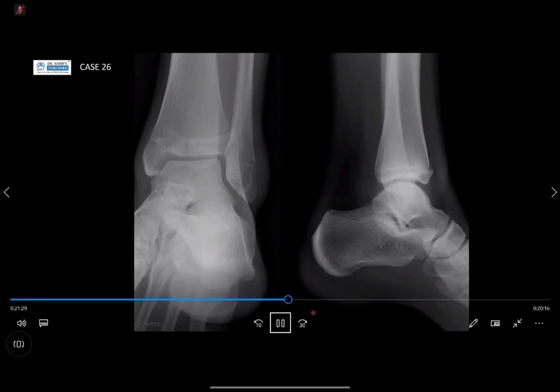So painful swollen ankle. There is some soft tissue swelling around the ankle joint. Any joint effusions? Oh yes, there is some soft tissue swelling, could be a joint effusion. I would suggest an MRI for the evaluation.